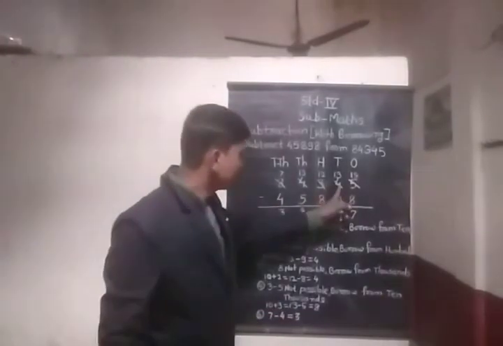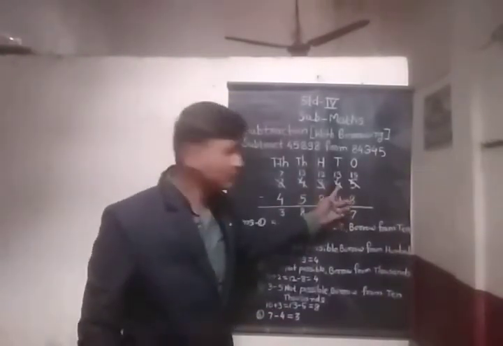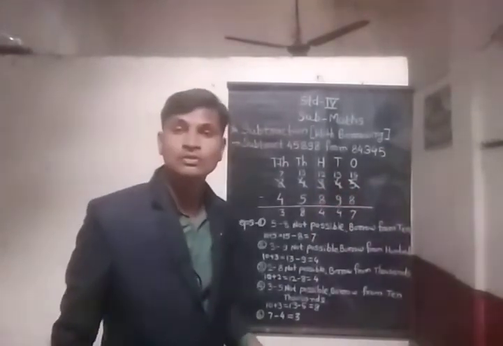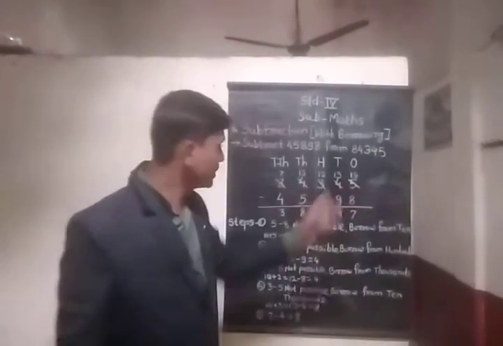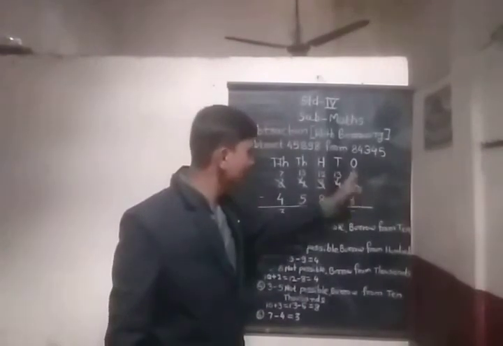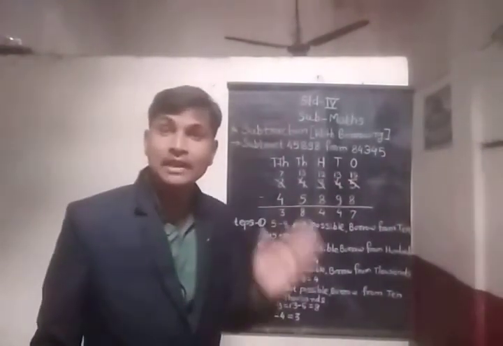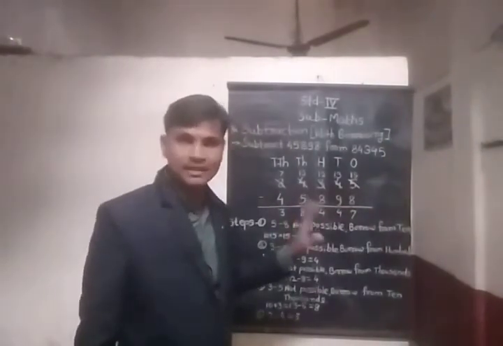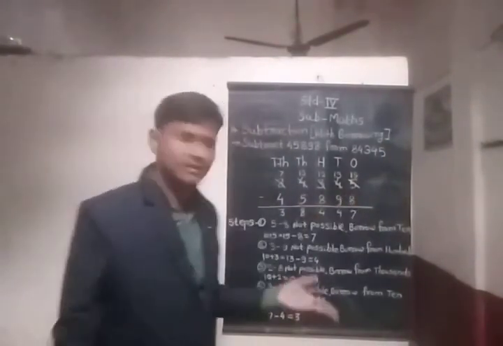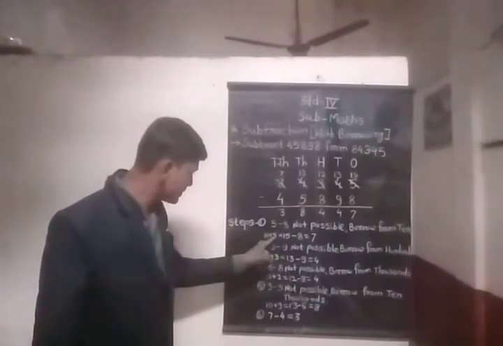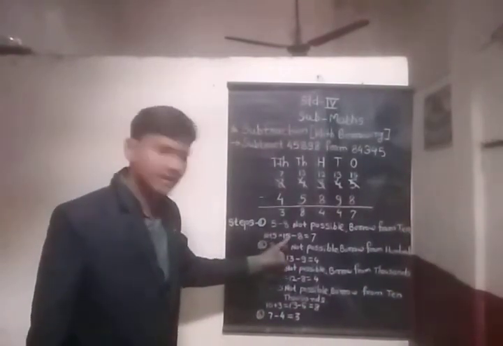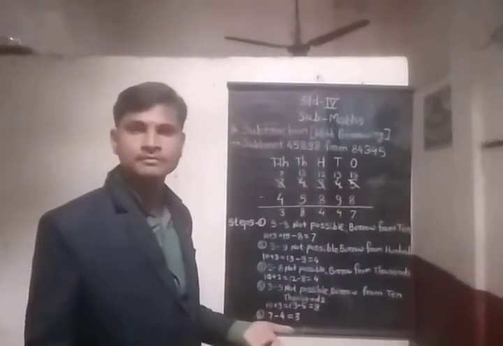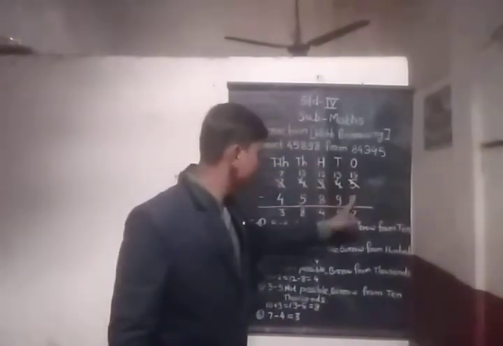See, there are 4 tens. So I have taken 1 ten to the ones place. So here 1 ten and 5 ones. How much is the total? 1 ten and 5 ones, so your total is 15 ones. So 15 minus 8 is possible. Here I did 10 plus 5 is equal to 15. 15 minus 8 is equal to 7.